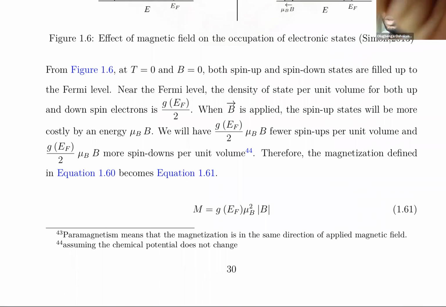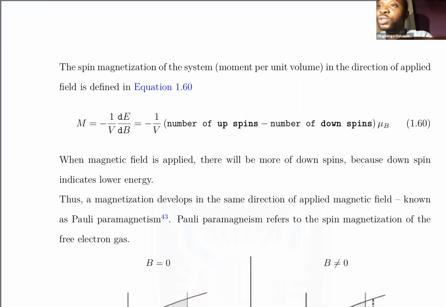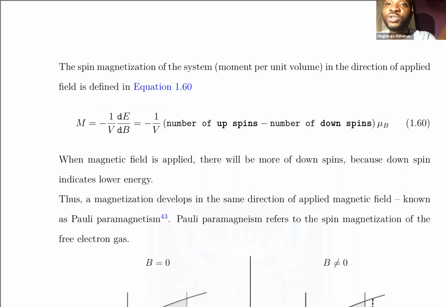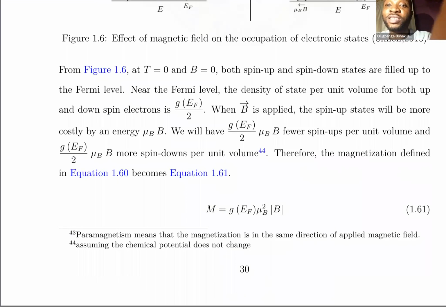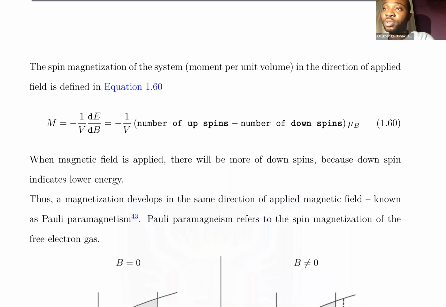So equation 61 is telling us that it's like an equivalent of the magnetization equation that we have here. So equation 60 and equation 61, they are actually saying the same thing. So you can look through them. This M μB you have here is also the same as one of the M μB you have here.